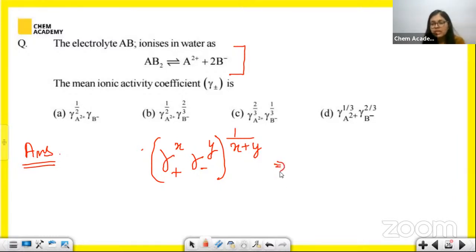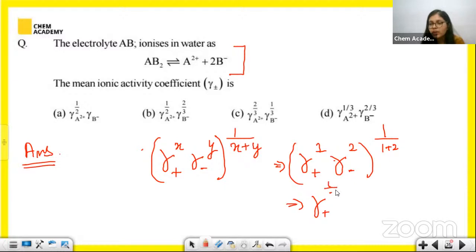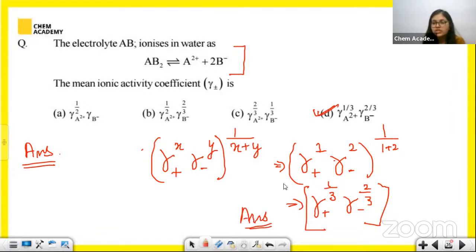So if I put in the values now, then gamma plus raised to the power will be 1, gamma negative will be raised to the power 2, and the whole power will be 1 upon 1 plus 2. So if I open up the brackets, it will become gamma positive raised to the power 1 upon 3 and gamma negative raised to the power 2 upon 3. Okay, from this we can see that the correct answer is D. This is the answer. You can just simply use this formula and all of these questions can be solved very easily.